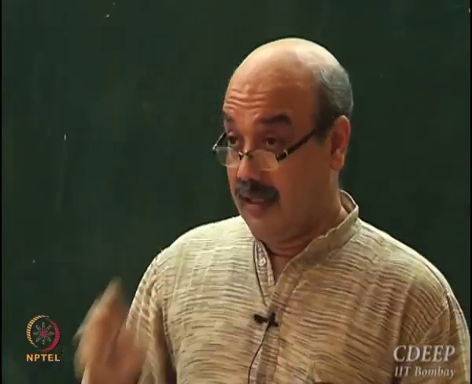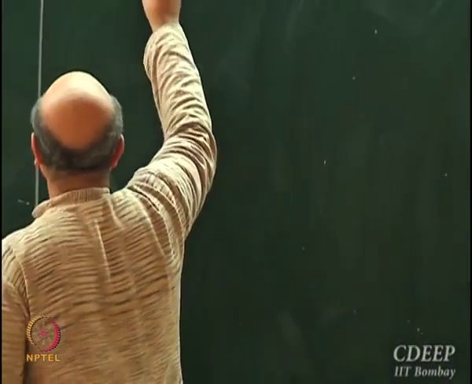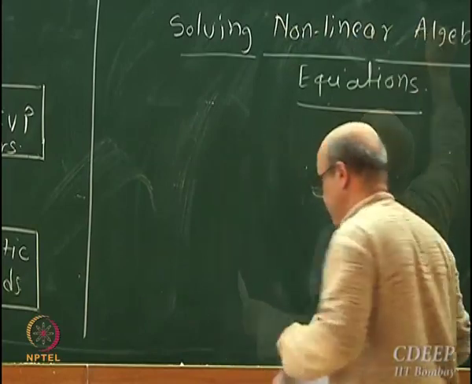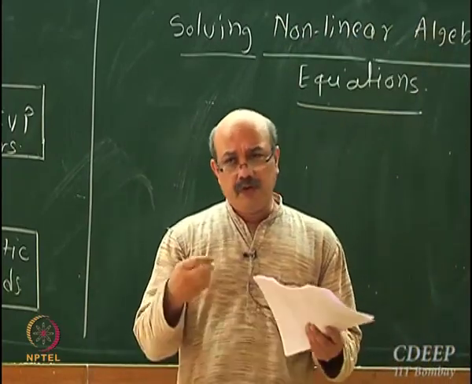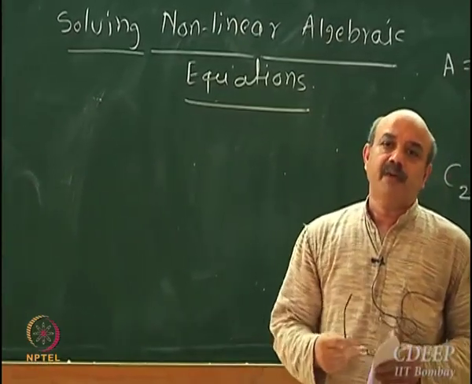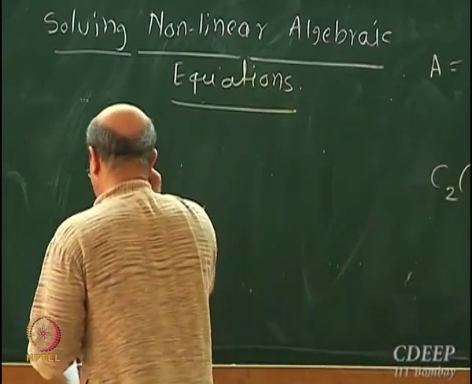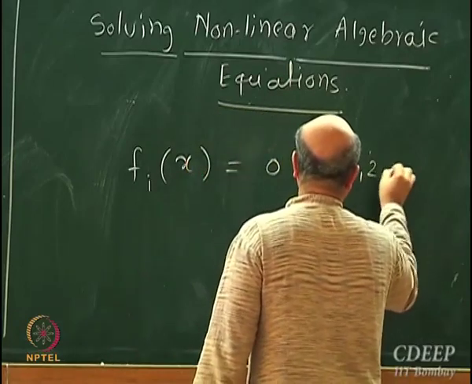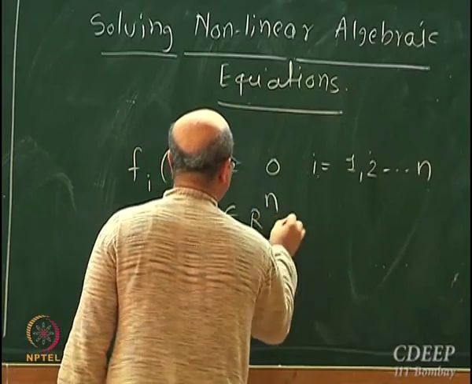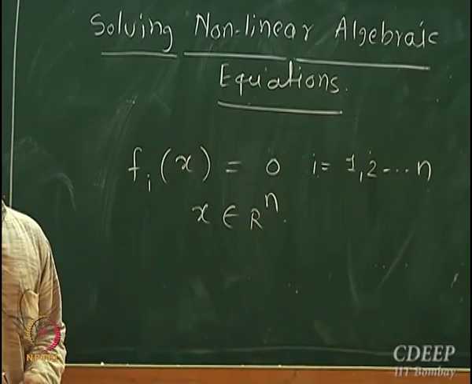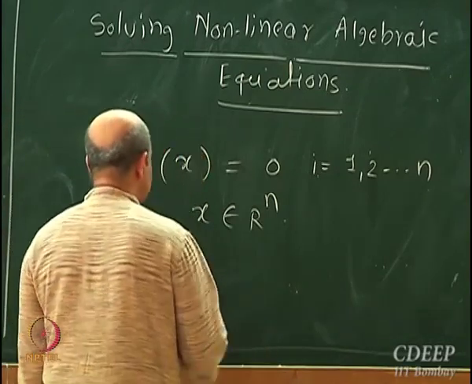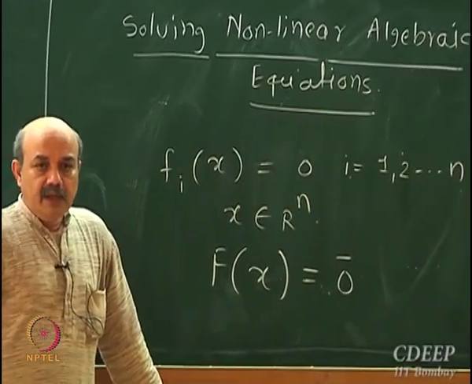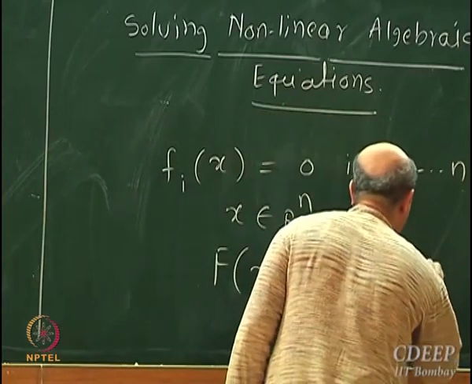So now let's look at different methods for solving nonlinear algebraic equations. I can now just work with abstract forms, because you have seen many examples where you have to solve nonlinear algebraic equations. So my intention is to solve f_i(x) equal to 0, where i goes from 1 to n, x belongs to R^n. Or now we are comfortable with the notion of a function vector, so I can write this as the function vector F(x) equal to 0, same problem, right? F(x) equal to 0, where F is a map from R^n to R^n.